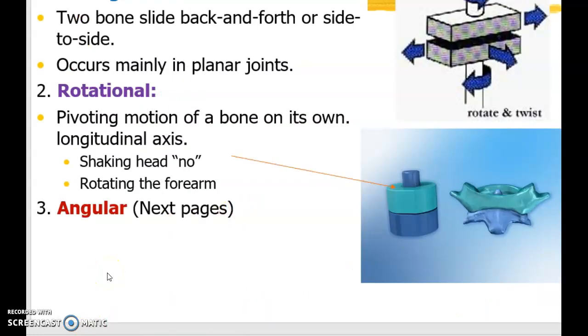So we then talked about movement. I will ask you the definitions of the movement types. We have gliding, which is sliding back and forth. We have rotational movement, which is basically pivoting. And then we have all of our angular motions.